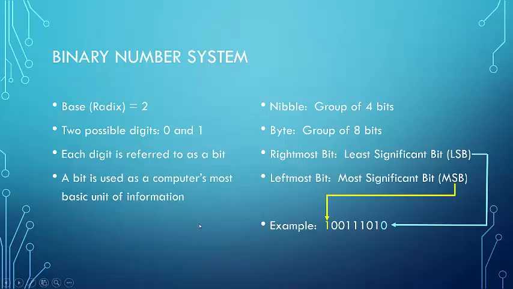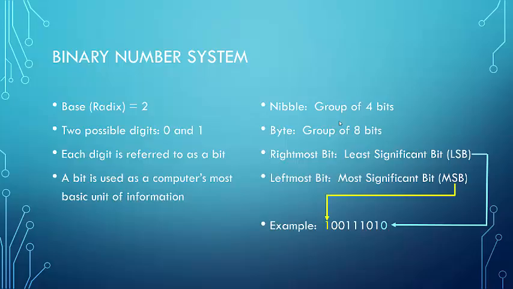Okay, now that we have looked at the decimal number system that has digits 0 through 9, let's look at the binary number system. The binary system has a base of 2, which means we only have two possible digits, 0 and 1. Each digit is referred to as a bit, and a bit is used as a computer's most basic unit of information. When we talk about a nibble, we're going to be talking about 4 bits, and a byte will be talking about a group of 8 bits.